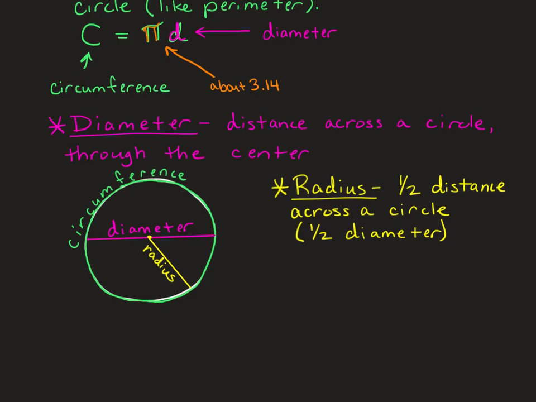We've got one more measure to learn about, and that's called the radius. The radius is just half of the diameter. It's half the distance across a circle. It goes from the center of a circle to the outside portion of a circle. And so if we knew the radius, we could multiply by 2 to get the diameter. Or if we knew the diameter and needed the radius, we could divide by 2 to get the radius.